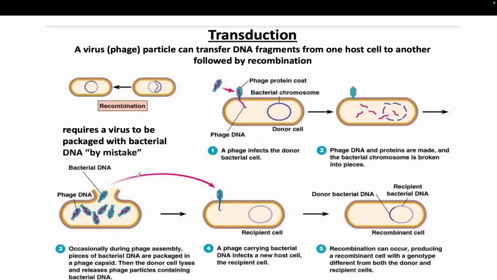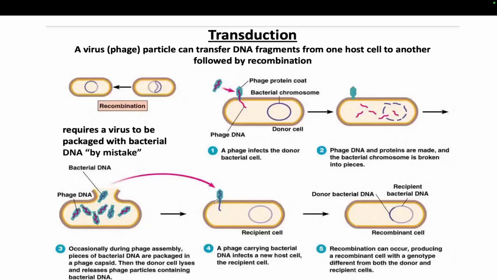Okay, so when it bursts, it will release the bacteriophage. This bacteriophage will go and infect another cell, which is called the recipient cell, because now this bacteriophage is transferring some of its bacterial DNA into this cell, right? So that's how transformation, or we can say genetic exchange, happens.